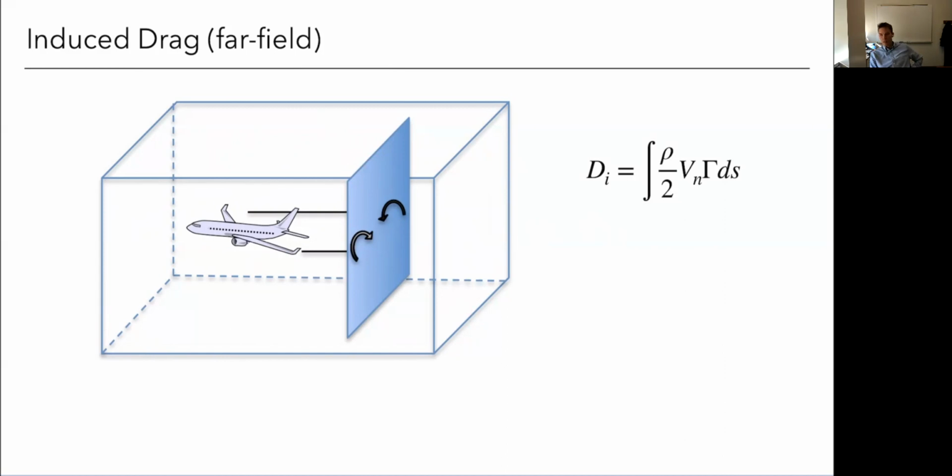This tends to be really convenient, especially if I have multiple surfaces, wings, tails, all sorts of things, maybe even multiple airplanes. I just have to look at what happens very far away, and I can calculate the drag of this whole system just by looking at the velocities in the far field. So we'll save that till next time.